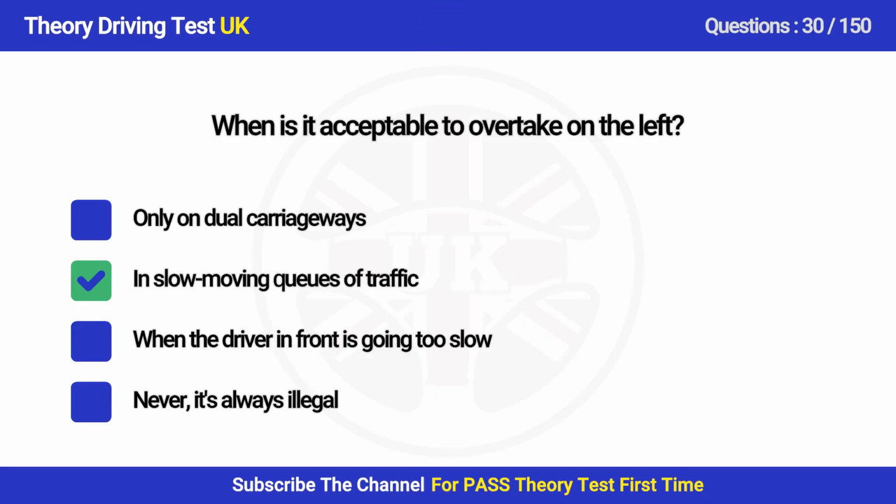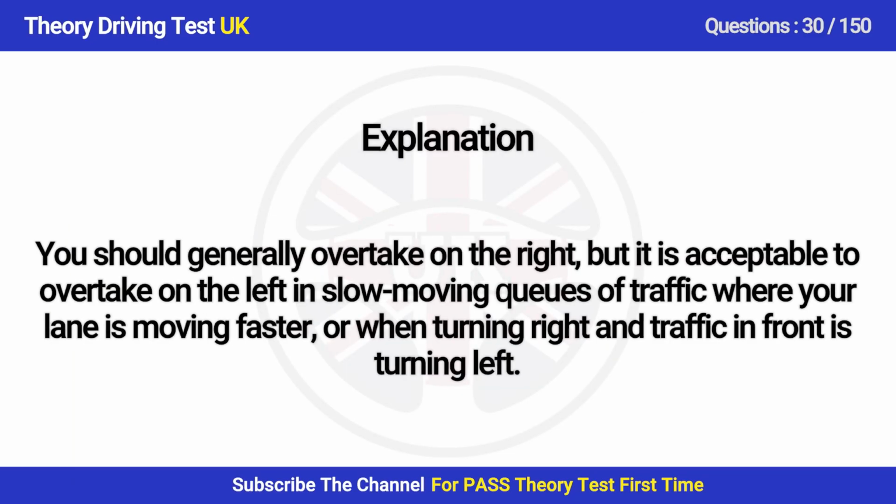Answer is B. In slow-moving queues of traffic. You should generally overtake on the right, but it is acceptable to overtake on the left in slow-moving queues of traffic where your lane is moving faster, or when turning right and traffic in front is turning left.